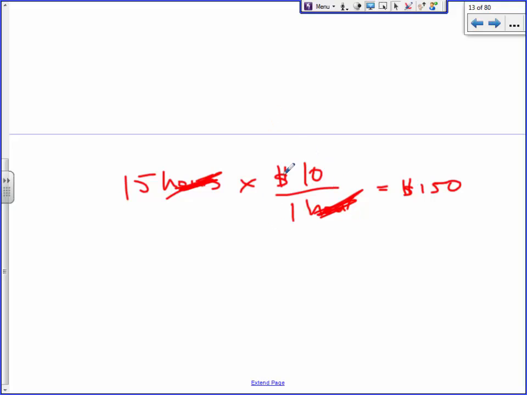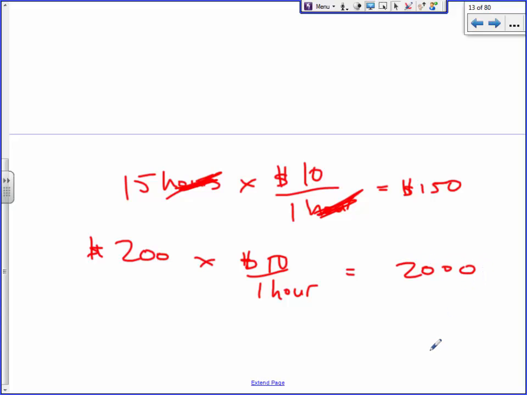But I can actually change the way this works here. What if I had a goal to earn $200? What if I needed to earn $200, and I earned $10 in 1 hour? Well, according to this, I would need to work for 2,000 because 200 times 10 is 2,000. That makes no sense, right? I'm not working for 2,000 hours to make 200 bucks.